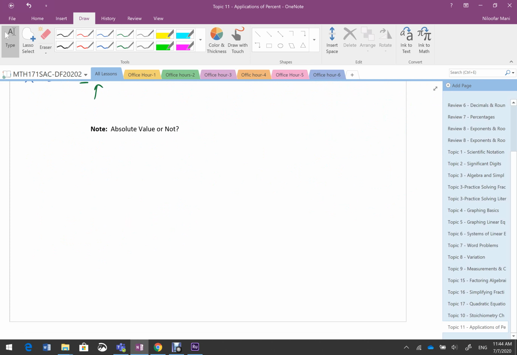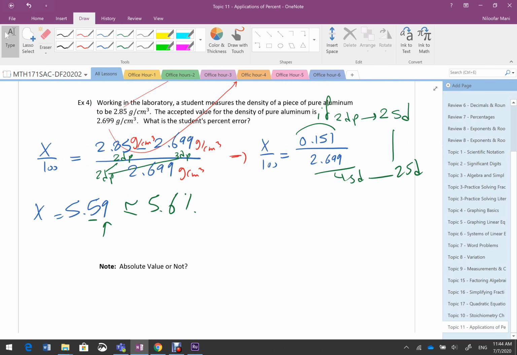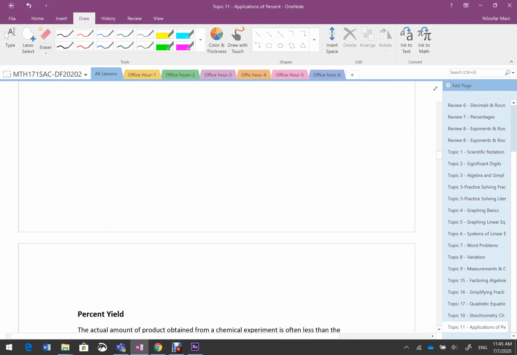Absolute value or not: some books use absolute value and just show it positive. Here we don't, and it's not bad, because you can say you found something more than or less than expected, and you can have more knowledge about the experiment in the lab. So the positive and negative gives you this information, and they are not bad.